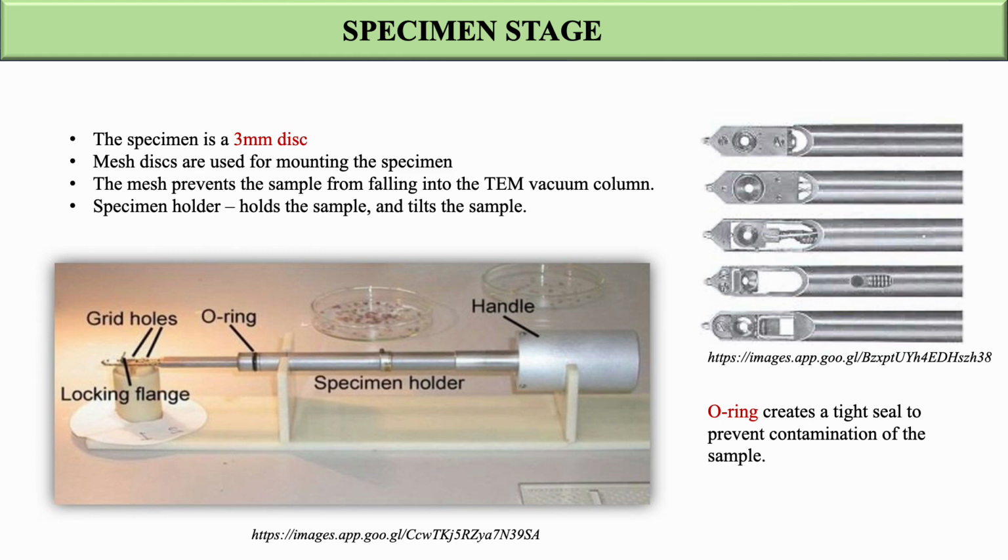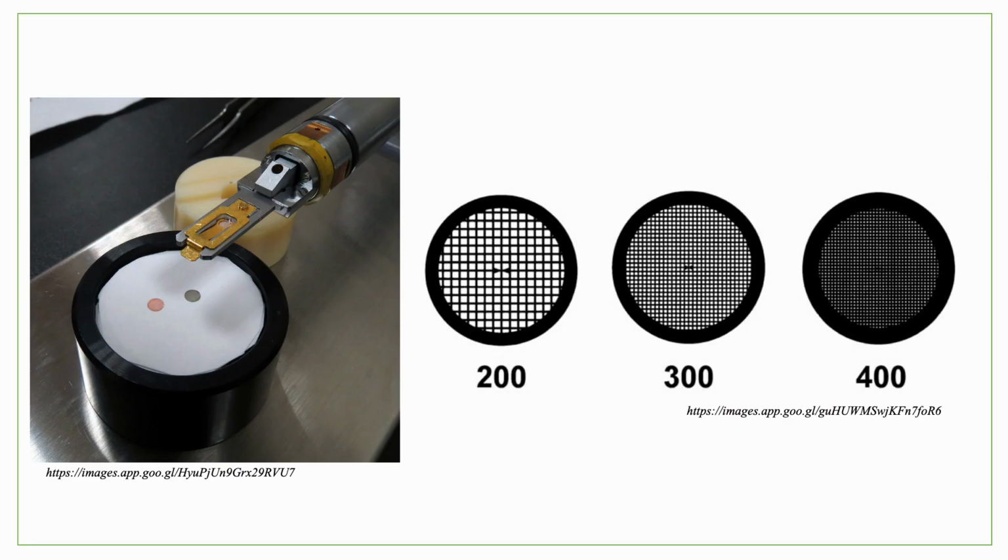available with different mesh sizes. These are the different mesh discs which are available in different mesh sizes. The sample is mounted on the sample holder using these mesh discs. If the sample size is even smaller than the size of the mesh, then a thin coating of amorphous carbon is done on this mesh disc so that it doesn't fall into the TEM vacuum. And therefore we can use these mesh discs to support our sample on this specimen holder.